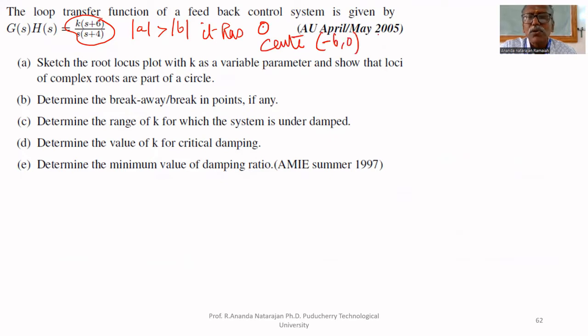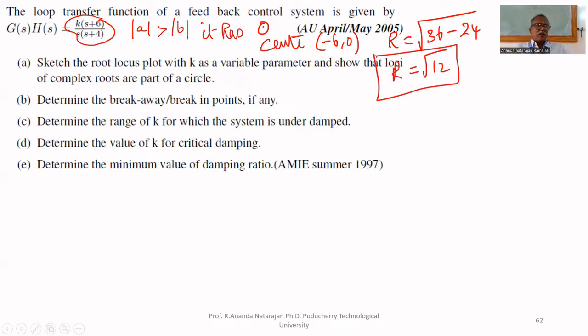Its center is at minus 6 comma 0, and the radius r equal to square root of a square, that is 36, minus ab, 24, that is equal to how much? 12, root 12. So radius equal to root 12.